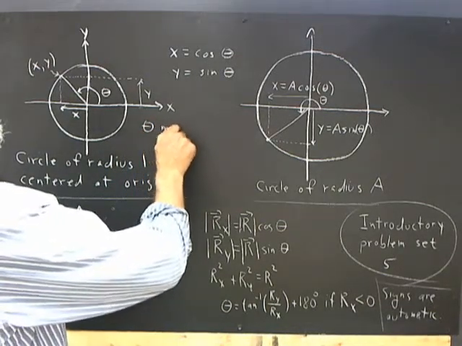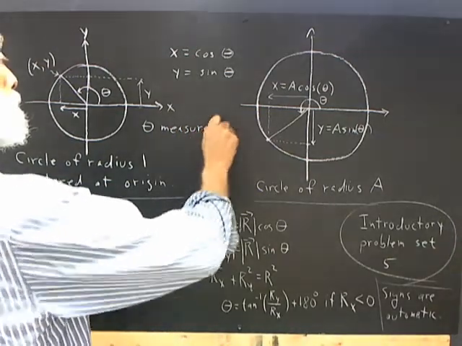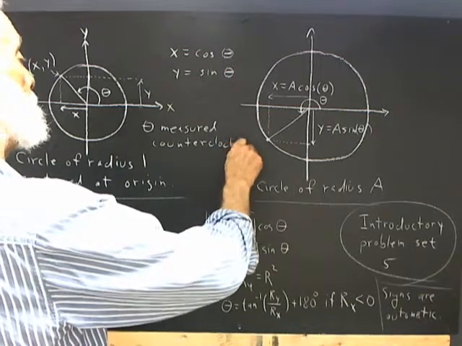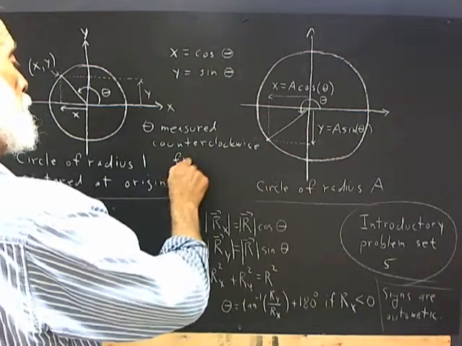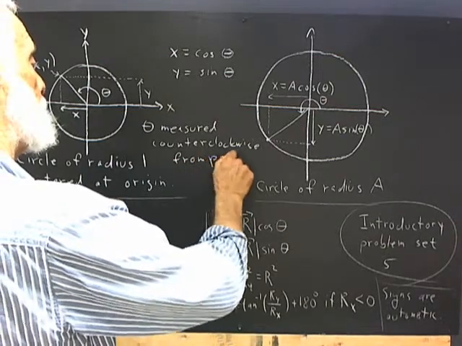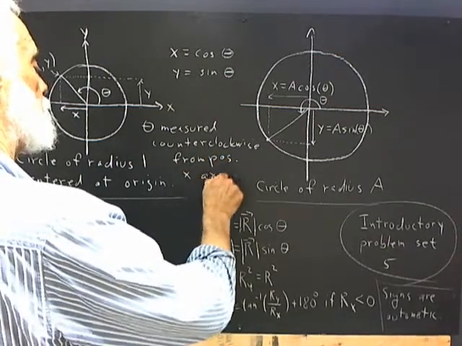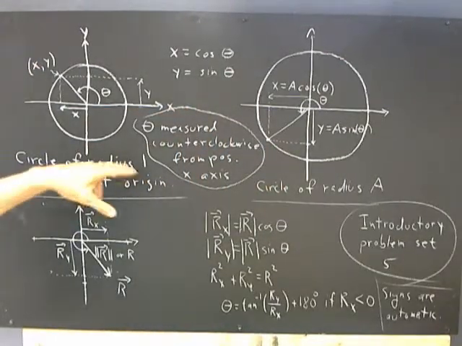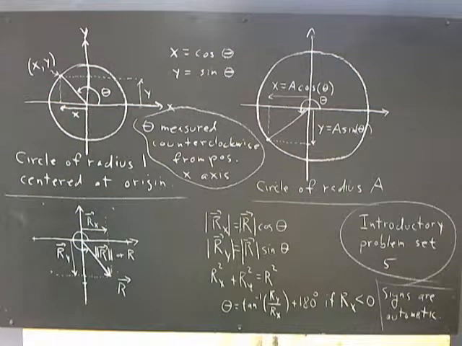Theta is measured counterclockwise from the positive x-axis. None of this works if theta is measured in a clockwise direction or from any axis other than the positive x-axis.